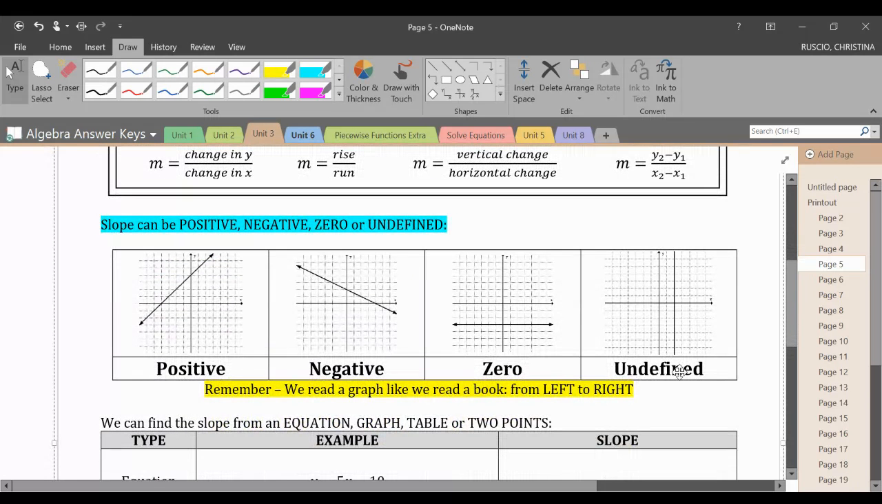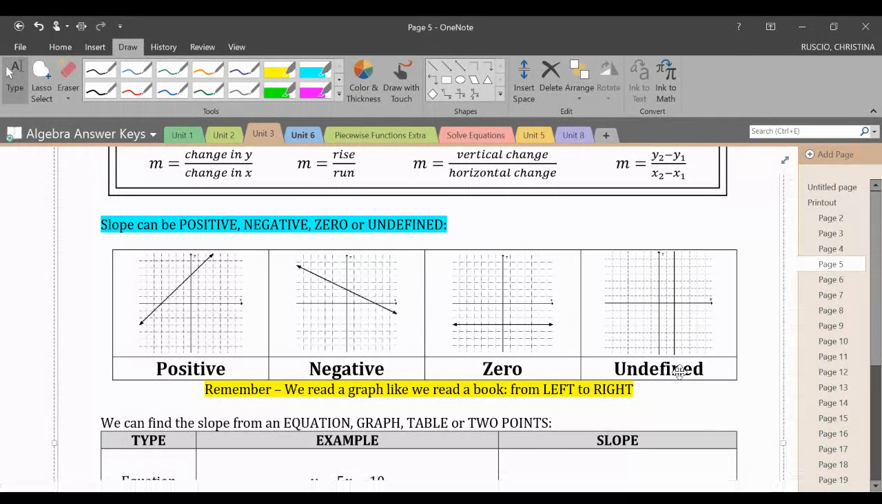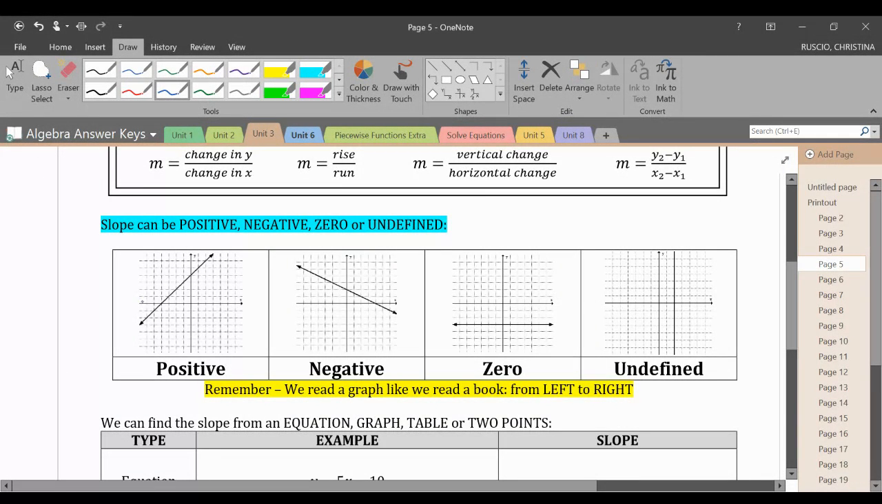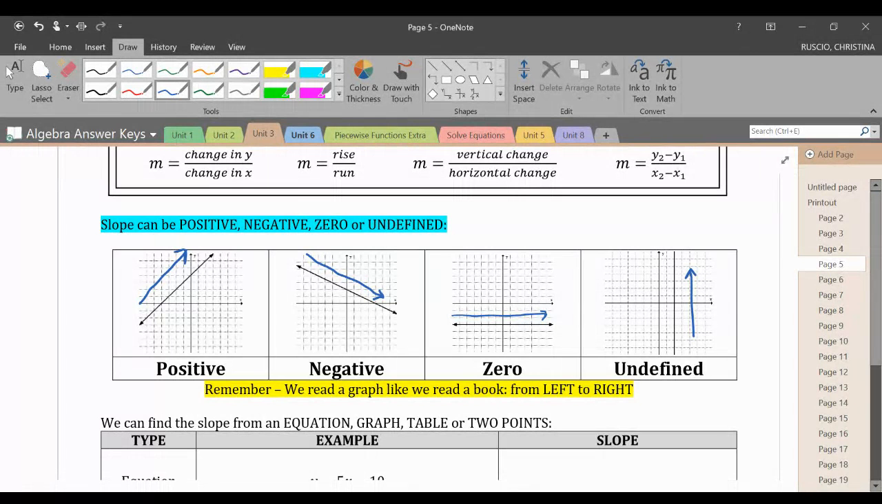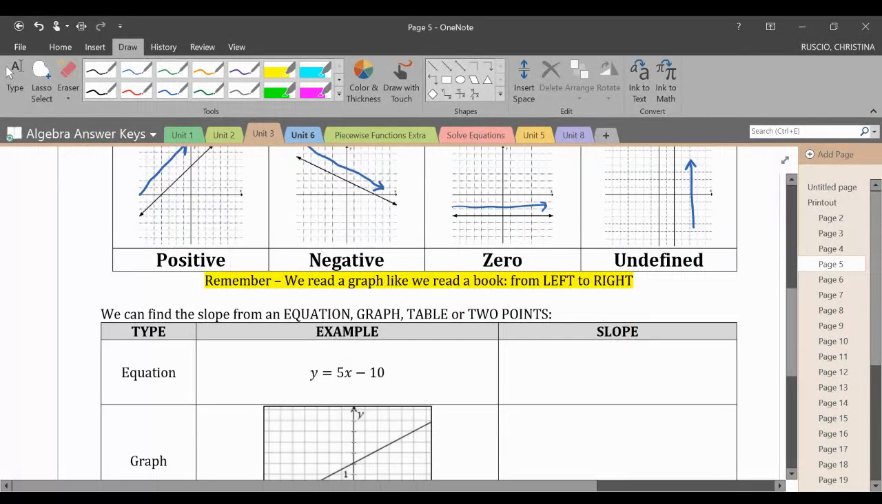So a few things to remember is that slope can either be positive, so pointing up. It could be negative, which is pointing down. It could be zero, where it just goes flat, or undefined, where it's a straight vertical line. Remember, when we read a graph, we read it like a book. So we always go from left of the graph to right of the graph to see what the slope is.